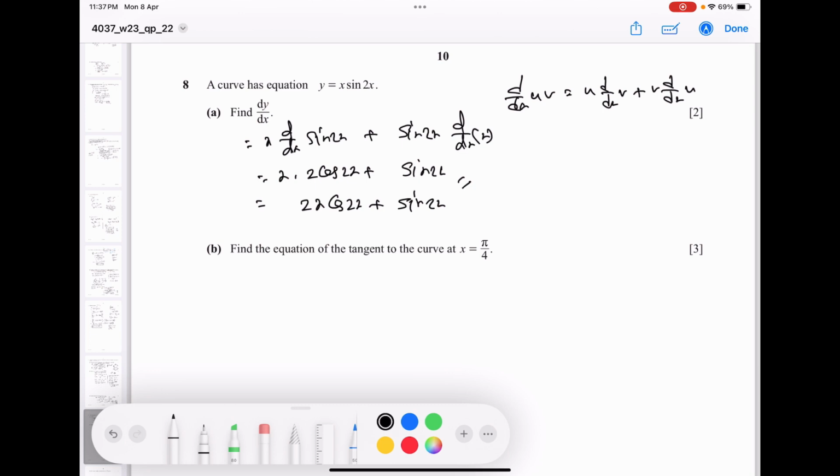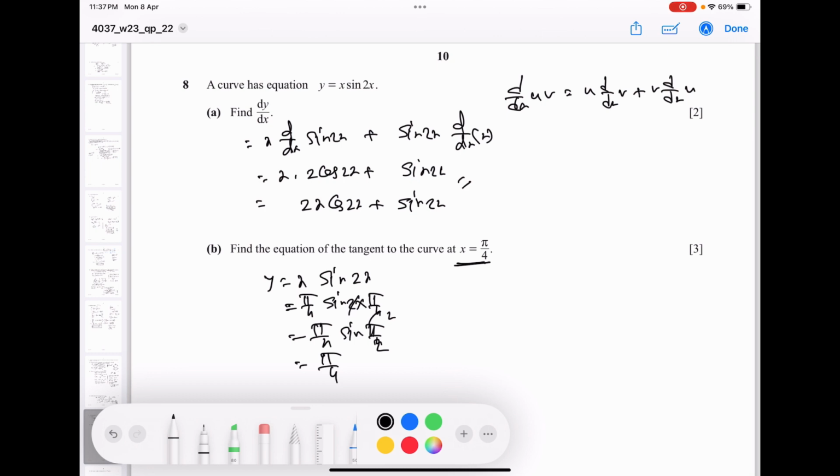Okay, x is given, we need the value of y. So y equals x sin 2x. At x equals pi by 4, y equals pi by 4 times sin of 2 times pi by 4, which is sin pi by 2, that is 1. So this is the pi by 4 again. So y is pi by 4.